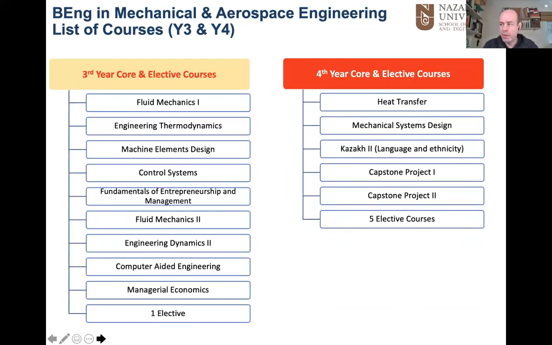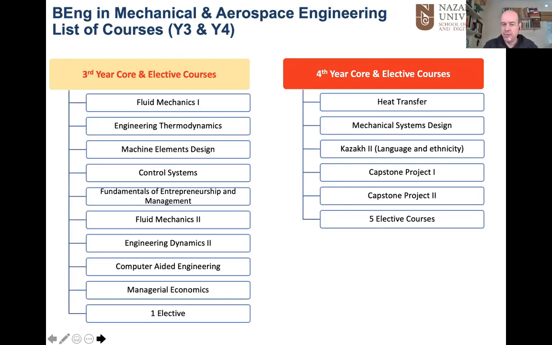Now, if we move to the third and final year, we have a plethora of courses that are aligned with the teaching areas that I have mentioned before. We have the thermofluids, so fluid mechanics, engineering thermodynamics, heat transfer, and several elective courses that I will mention later.